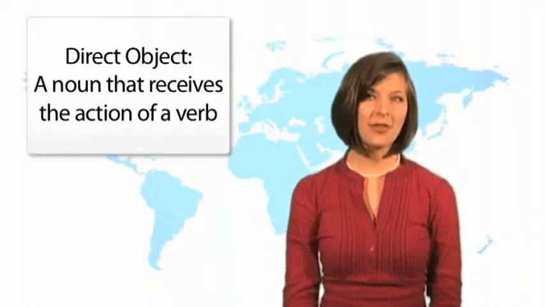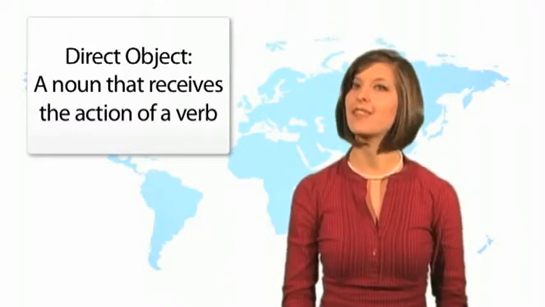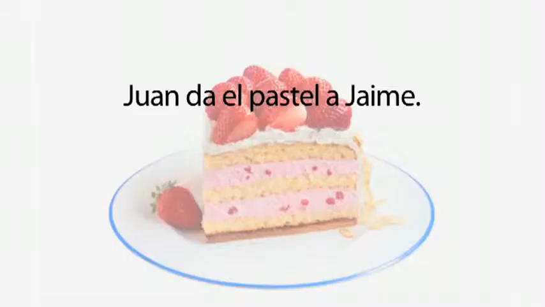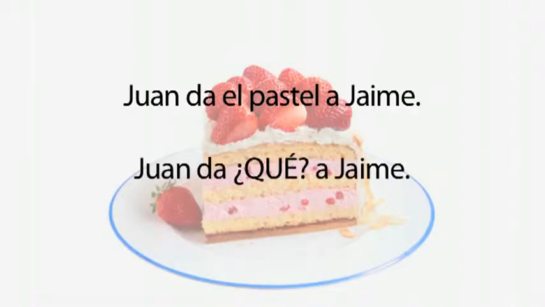Now we can start asking some questions about this sentence. What does John give to Jamie? El pastel. So we know that this is our direct object. A direct object is the noun in a sentence that receives the direct action from a verb. If you have trouble finding the direct object, read the sentence, then read it like a question after the verb. Juan da el pastel a Jaime. John gives the cake to Jamie. Juan da ¿qué a Jaime? John gives what to Jamie? John gives the cake to Jamie, so that is your direct object.